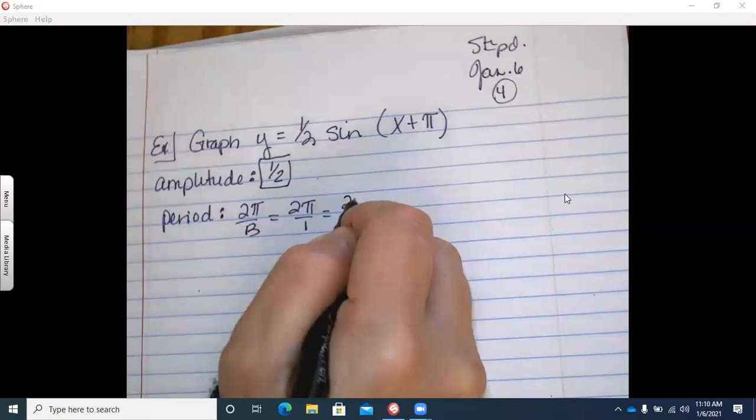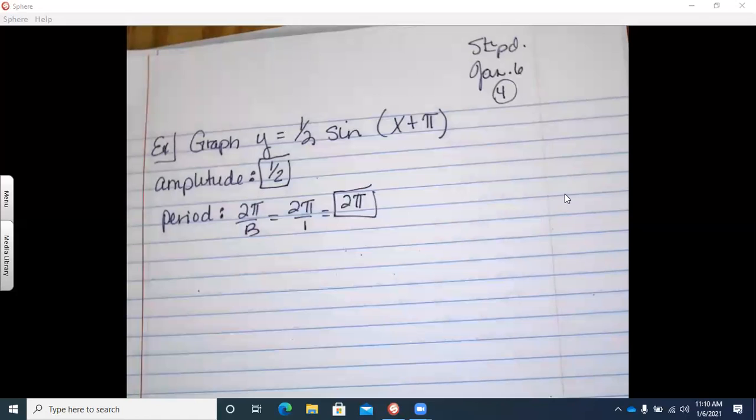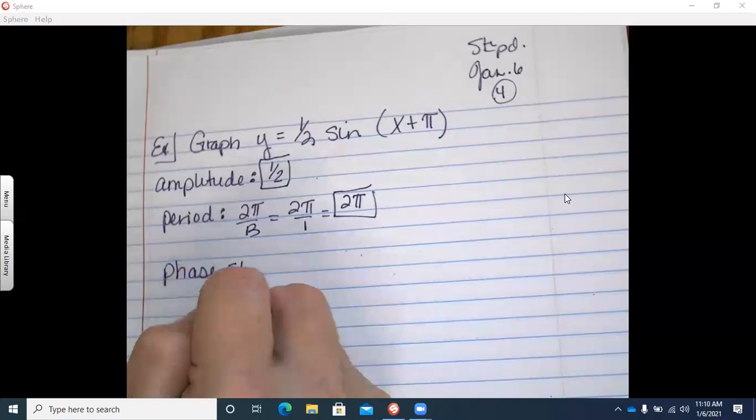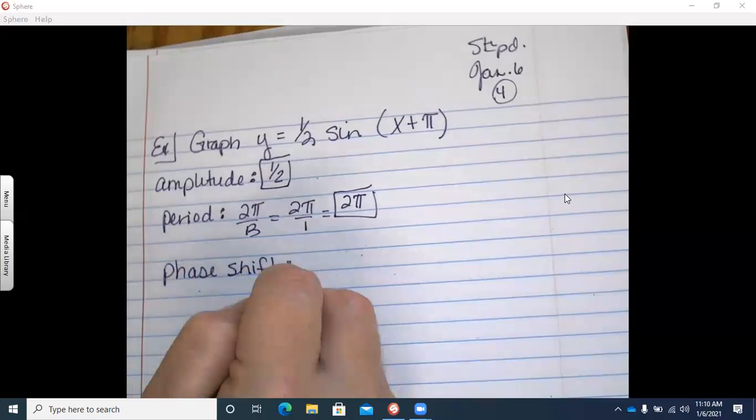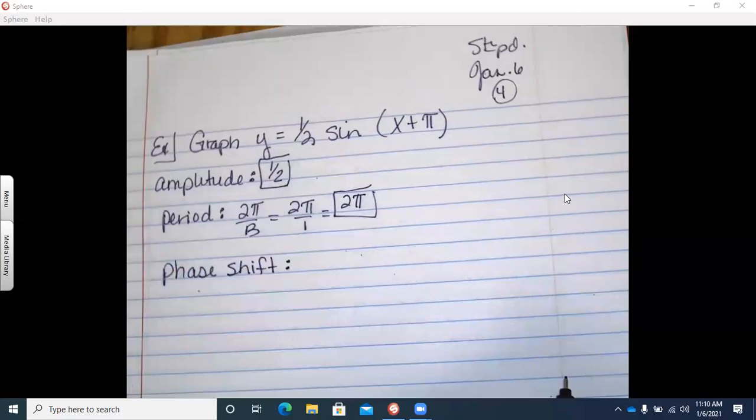All right, our phase shift, since we have a value in for c, we're not going to start at 0. We're going to shift either left or right. We got to figure out what that's going to be. So to find our phase shift, we will do c divided by b. Remember, b is the coefficient of x, c is pi, or whatever is being added or subtracted to x.